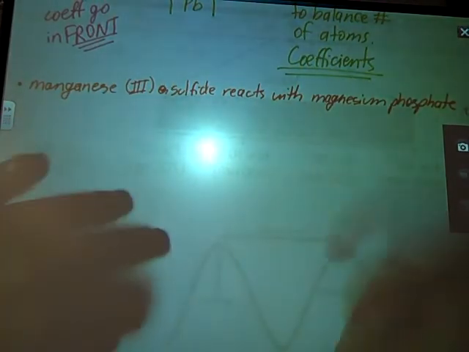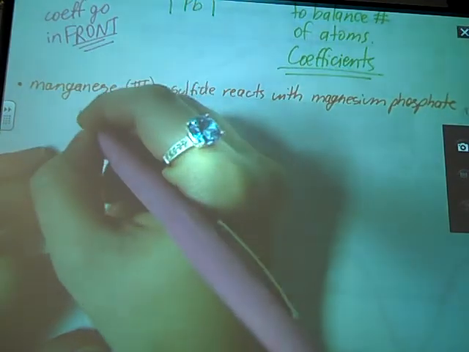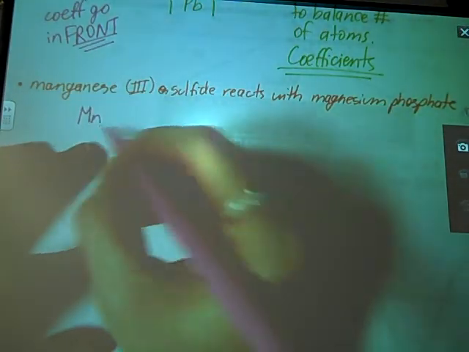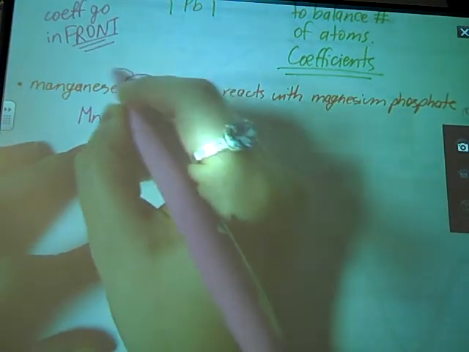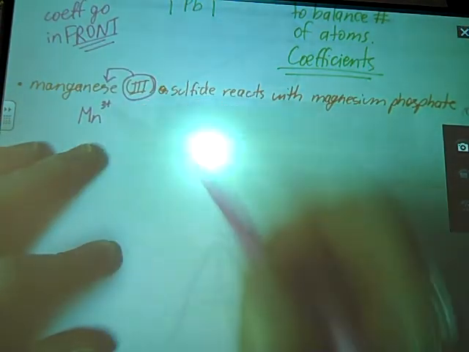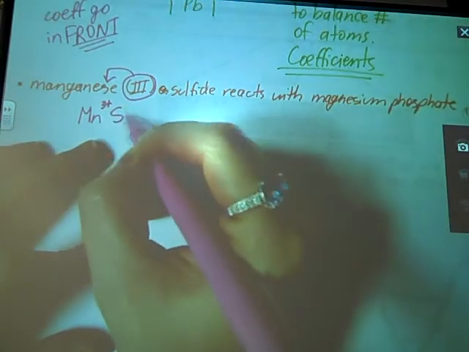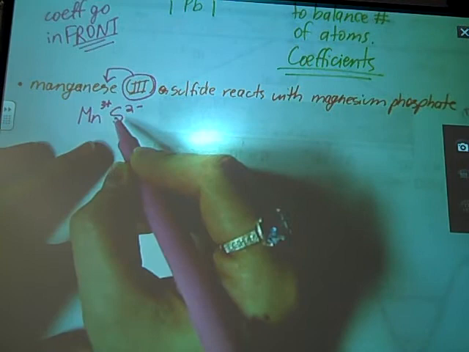This one I'll do the picture method for you. So first we have to translate all of our words into symbols. Manganese is Mn. This 3 gives me the charge of our initial cation. And again, make sure we balance charges before we move any further.